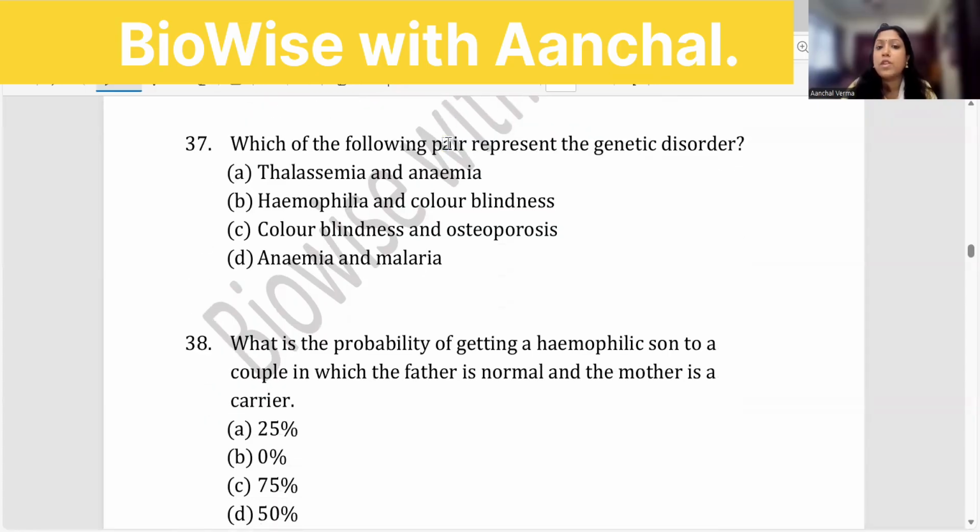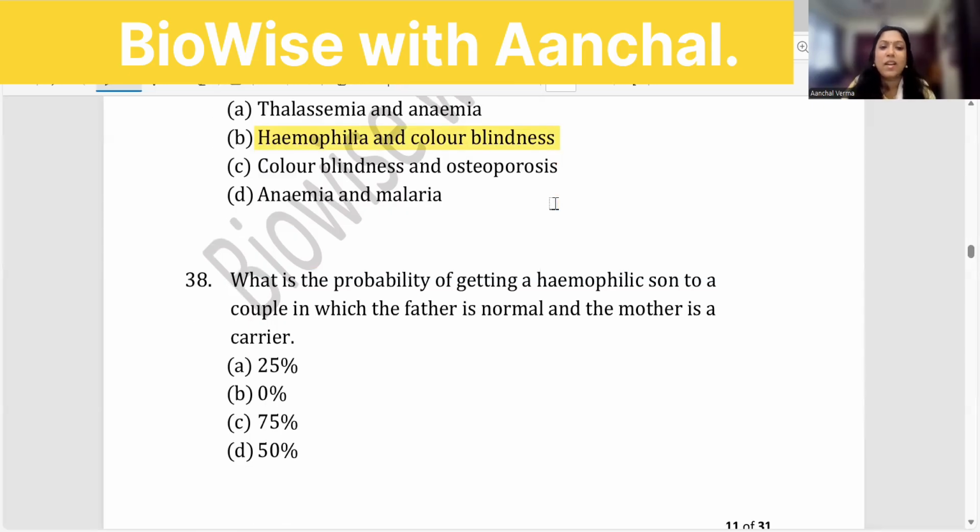Next question. Which of the following pair represents the genetic disorder? Thalassemia and anemia? Anemia is not a genetic disorder. Hemophilia and color blindness, we'll keep it on hold. Color blindness and osteoporosis. Osteoporosis is your bone going weak, calcium deficiency. Anemia and malaria. Malaria is from mosquitoes. Anemia is not a genetic disorder, so the answer is B. How many gave the answer B? Clap for yourself. Right? Next one.